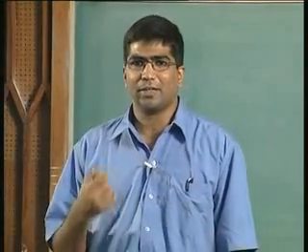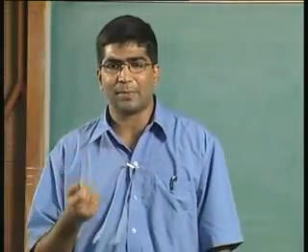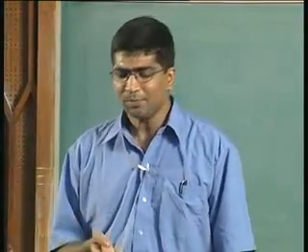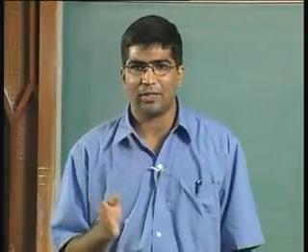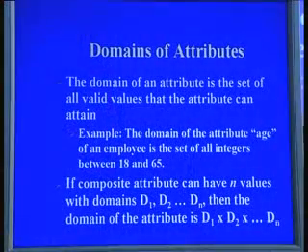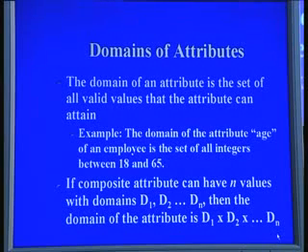Now, if a composite attribute has different sub-attributes, like we saw, name has different sub-attributes: first name, middle name, last name, and so on, and each of them has its own domain, let us say D1, D2, and Dn. So we see that the domain of the composite attribute is the Cartesian product of the domains of the individual attributes. So the first attribute can take a value between 18 and 65, and the second attribute can take a value between 0 and 10, and so on. The domain of the entire attribute is just a Cartesian product of all of these domains.